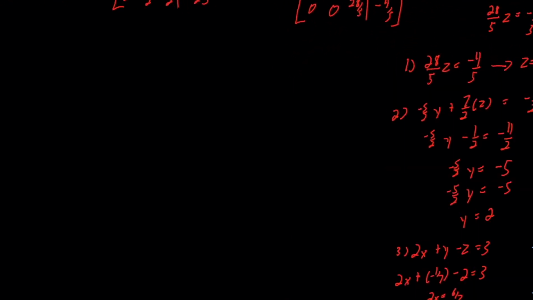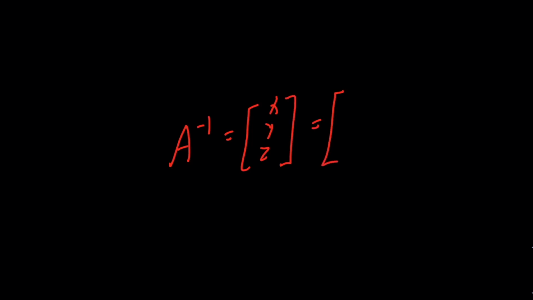Now, as a result, the solution of the given system is x, y, z, which is equivalent to 3/7, negative 1/7, and 2.